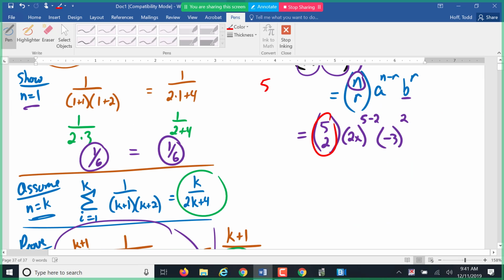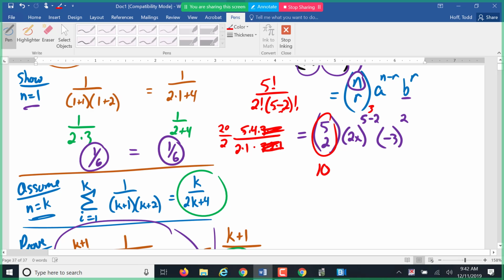Five choose 2 is 5 factorial over 2 factorial times 5 minus 2 factorial. So the 5 factorial is 5 times 4 times 3 on down. 5 minus 2 is 3 factorial, that's 3 times 2 times 1. And of course, the 2 factorial is 2 times 1. Well, the 3, 2, 1 cancels out. 5 times 4 is 20. 2 times 1 is 2. So 20 over 2 gives us 10.